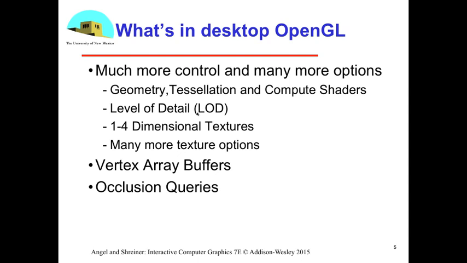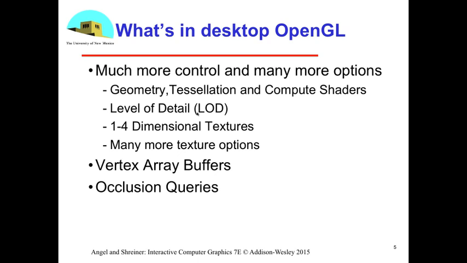One very important thing that's available in desktop OpenGL is the idea of an occlusion query. We mentioned that when we talked about scene graphs, that if you want to render things much faster, it would be nice if you could do a pass where you can eliminate a lot of things that you know will not appear.